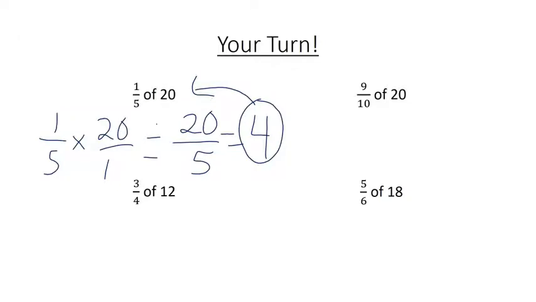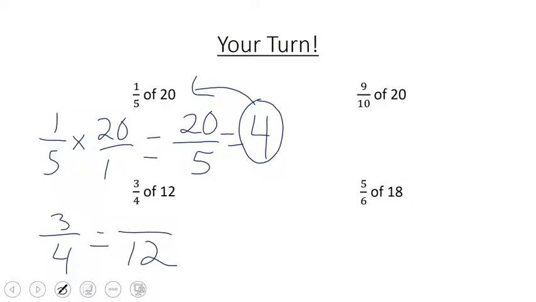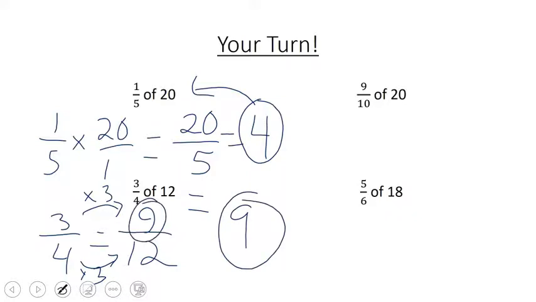For my next problem, 3/4 of 12, let's try this one with equivalent fractions. So I could say 3/4 is equal to how many 12ths? I'd solve this by looking at my denominators. 4 times 3 gives me 12, which means I would need to multiply my numerator by 3 as well. 3 times 3 gives me 9. For the answer on this one, I would not say 9/12, I would just say 9. 9 was our missing number. So 3/4 of 12 is 9.